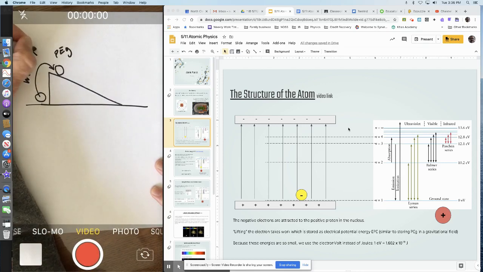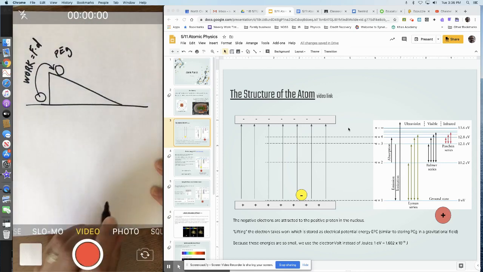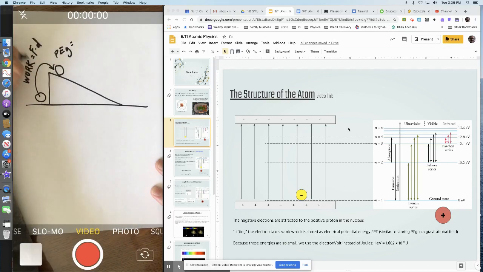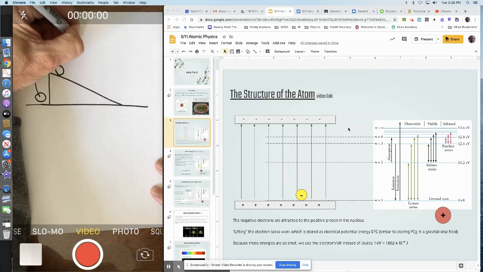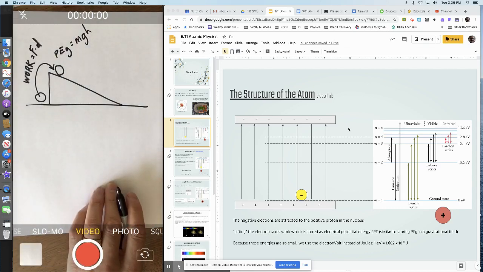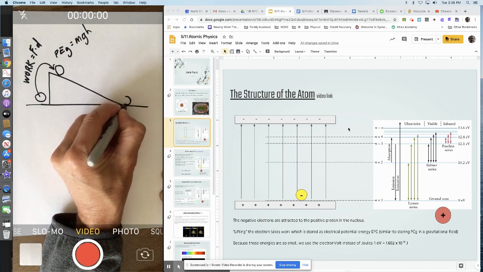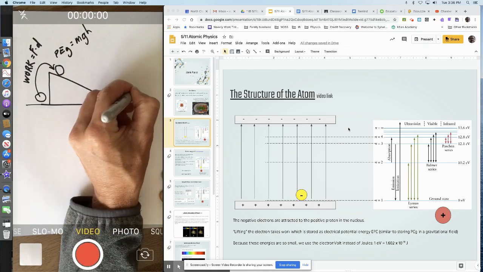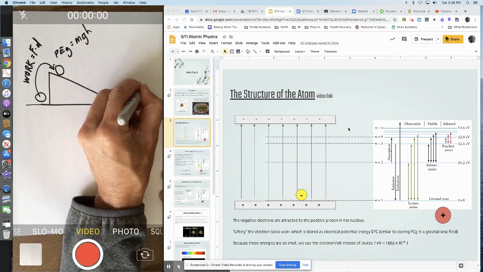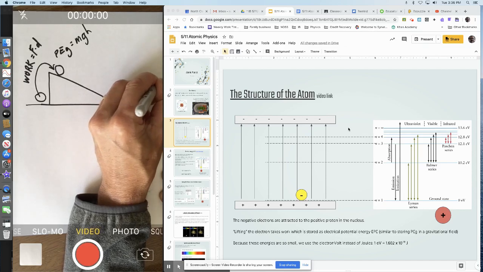We know that work is equal to force times distance, and that quantity, whatever the force times distance is, is going to be equal to mgh, the equation for gravitational potential energy. And when we release that bowling ball, it's going to come down here and it's going to have kinetic energy. And we also know the equation for that, right?